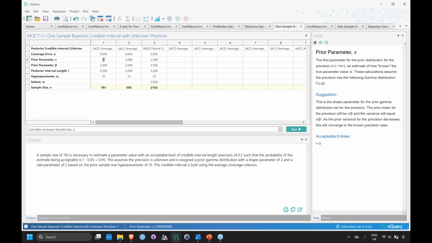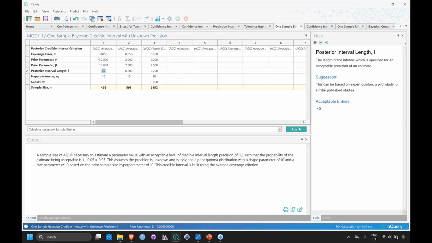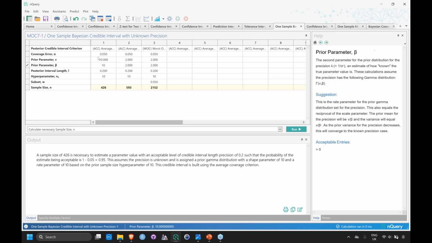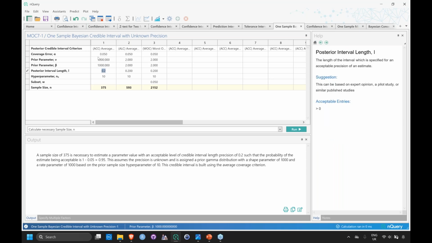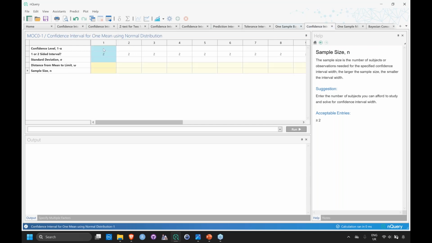If we increase the gamma parameters, it means we'll be expressing more confidence in our prior precision estimate, so you'd expect the sample size to decrease. So for example, if we go 10, 10, the sample size decreases to 426, or for very large values like 1,000, you get 375. So at this point, you're very confident about the precision estimate, and it becomes quite close to the frequentist confidence interval case. So let's actually look at that table here. It's very easy to complete.